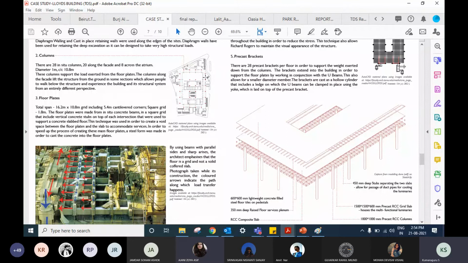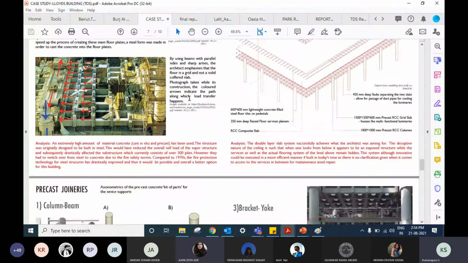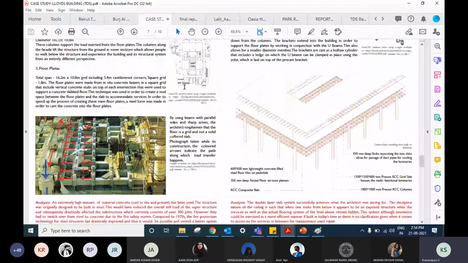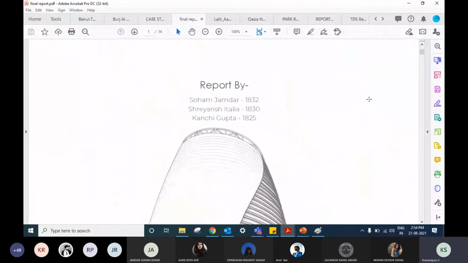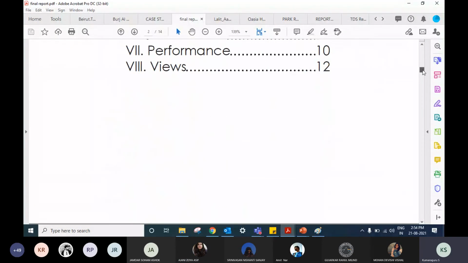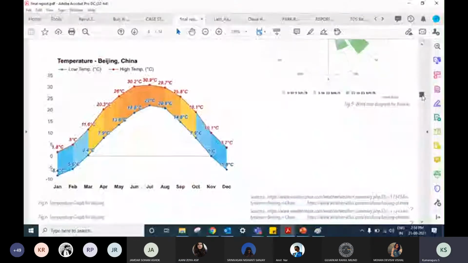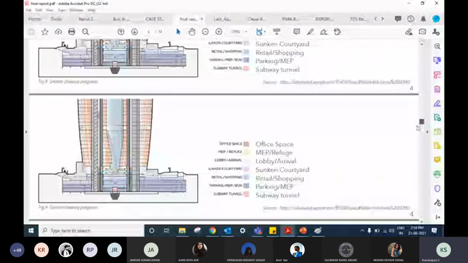If you're not very sure about what's happening and all. Okay. So there was somebody else who had a voided slab system shown in their case study. I think two or three other groups had a voided slab system.